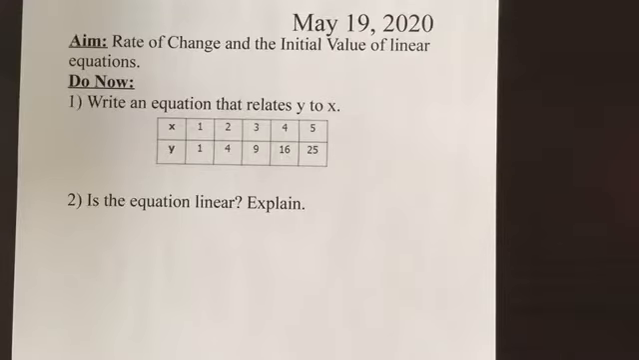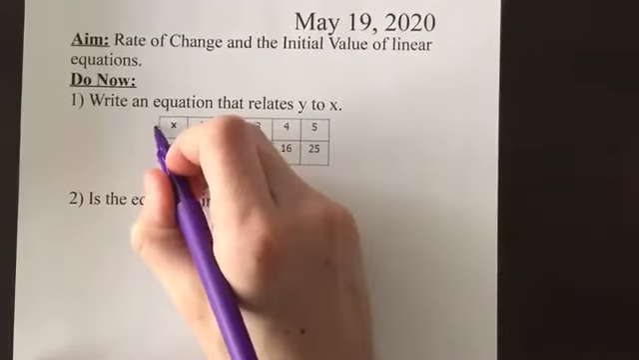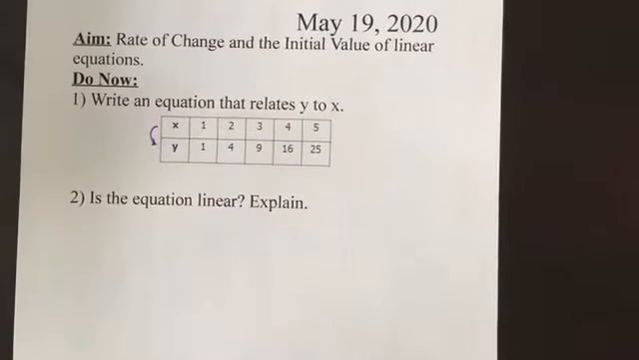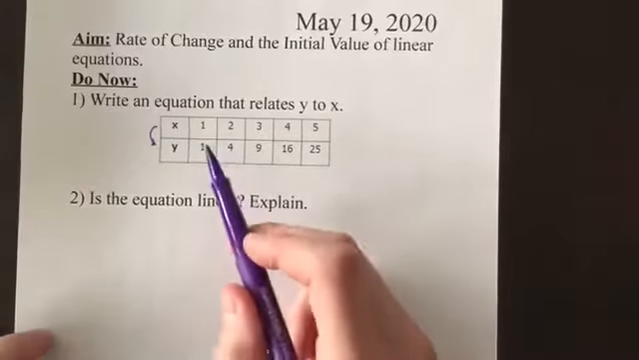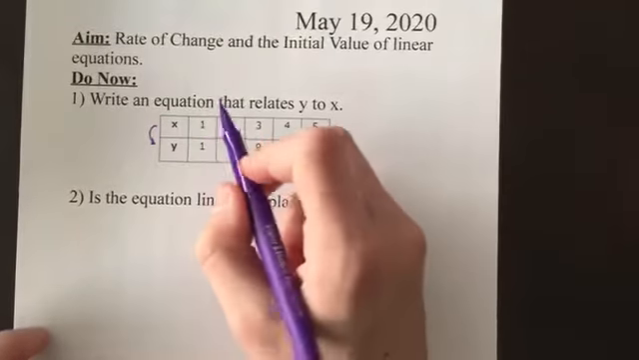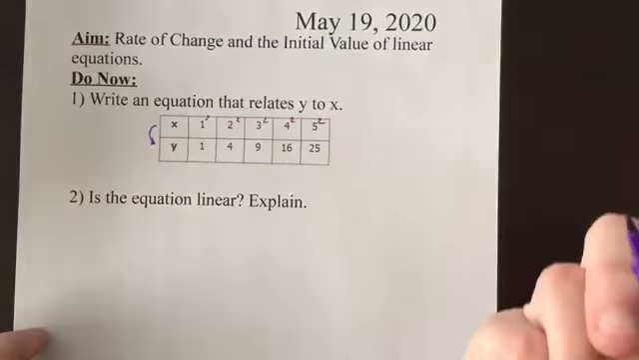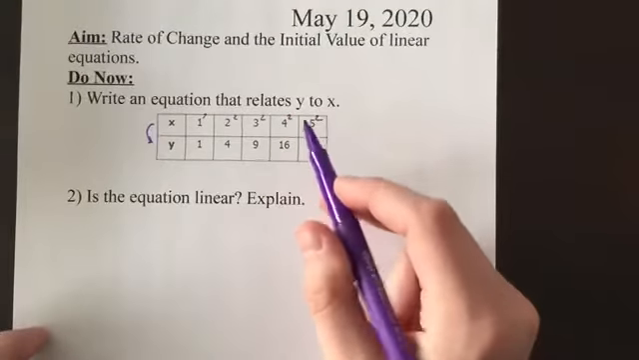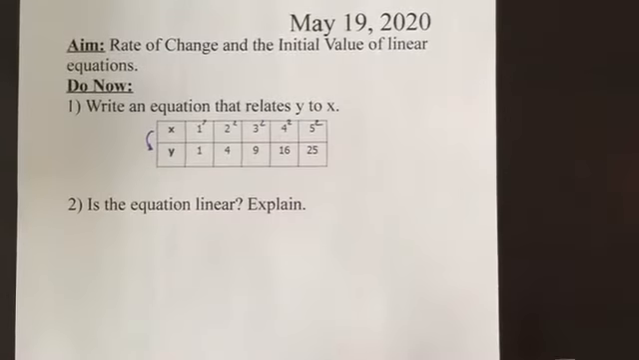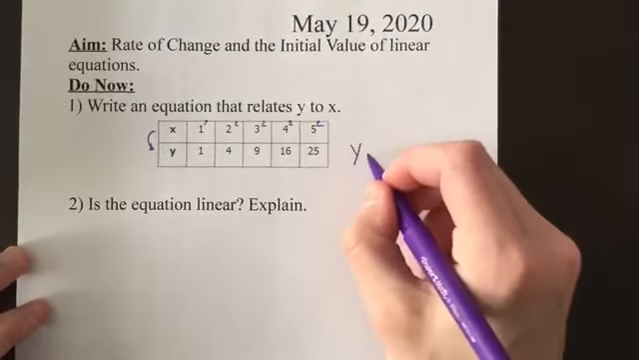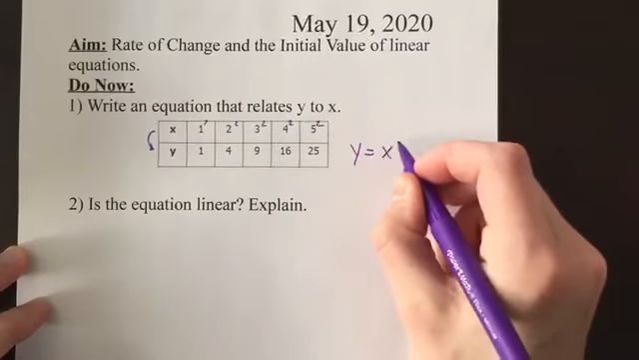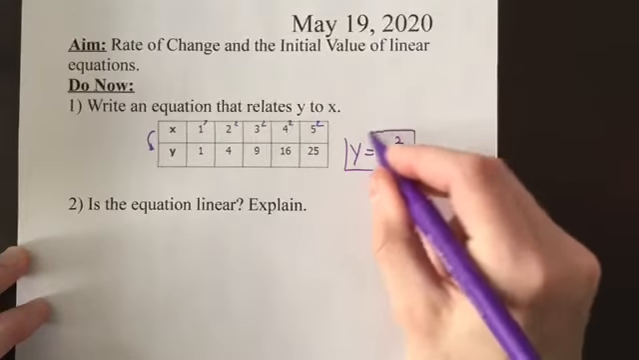In today's Do Now, we're looking at a table of values with x and y, and we're going to write an equation that relates y to x. So I want to look for how are we going from x to y? What's the relationship? As I look at this, I see if I take every one of the x's and I square it, it's going to be equal to what the y value is. 5 squared is 25, 4 squared 16, 3 squared 9, and so on. So I would say that y is equal to the x value squared.